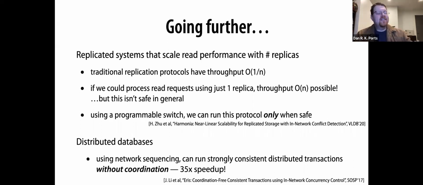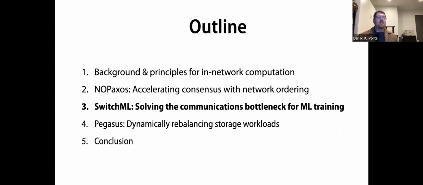And we've also applied this network sequencing approach to distributed databases. So we can run strongly consistent transactions using a sequencer-based approach, using a protocol that looks a lot like network ordered Paxos. And that can speed up a distributed database by up to 35x. And there's lots of other applications here. But unless there are any questions, I'll move on to something completely different.